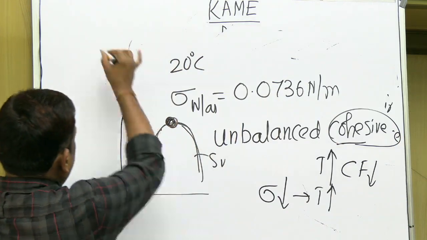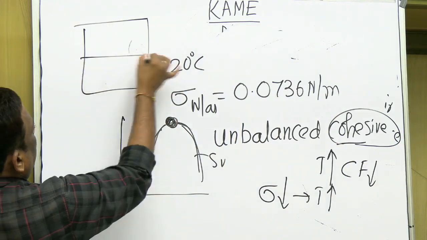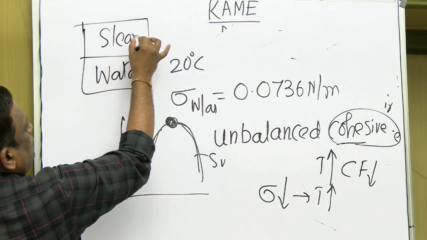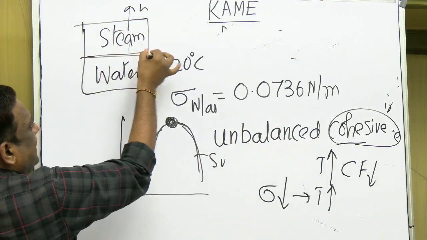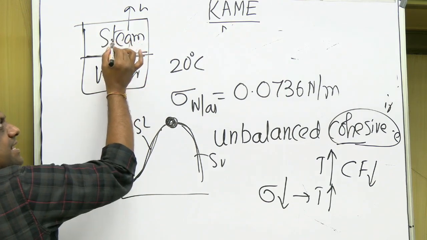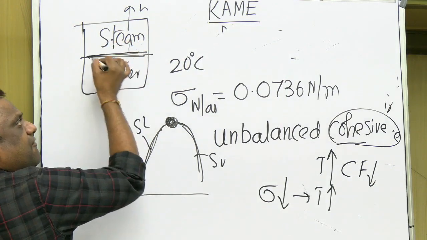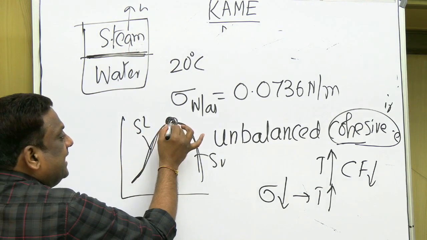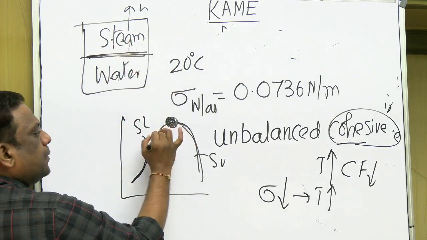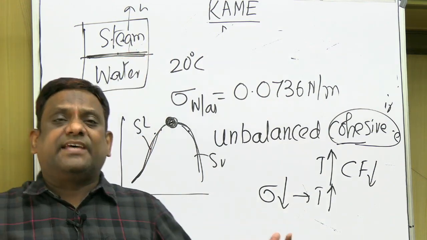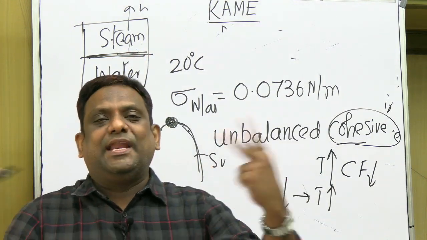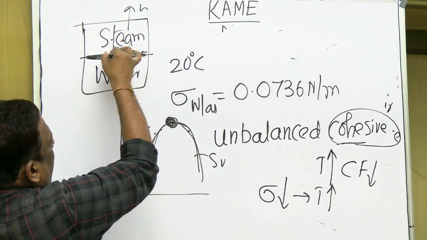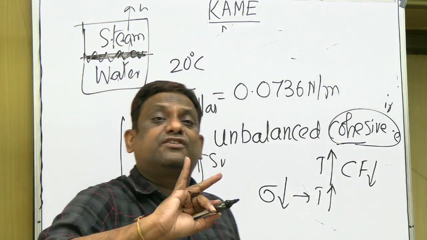So dhyan se suno. Let us take, we have a closed container. There is water and there is water vapor, steam. So it is the interface of liquid gas. That is, steam is in gaseous state. Whenever there is an interface, there is a surface tension. But at the critical point, both are same. Liquid and vapor will become same. When they become same, my interface vanishes. I repeat, at the critical point, this interface vanishes. It is difficult to distinguish between liquid and vapor.